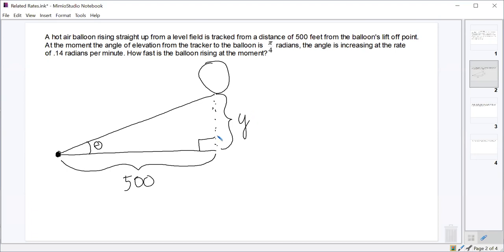So then we're going to label whatever known quantities that we have. So we know that we're interested in theta being pi over 4 radians, right? So I'm going to write that off to the side. That's what we're interested in, is theta being pi over 4. And we want to know how fast y is changing. So we want to know what's the change in y with respect to time, or what's dy/dt equal. And there's one other piece of information that we are also given. What is that?